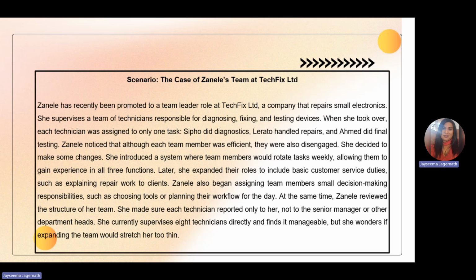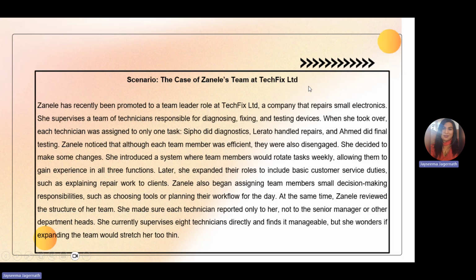At the same time, Zanele introduced the structure of the team. She made sure each technician reported only to her and not the senior management head. She currently supervises 8 technicians directly and finds it manageable, but she is wondering that as the team expands, would this stretch her too thin?